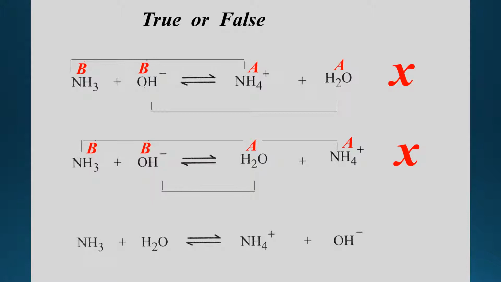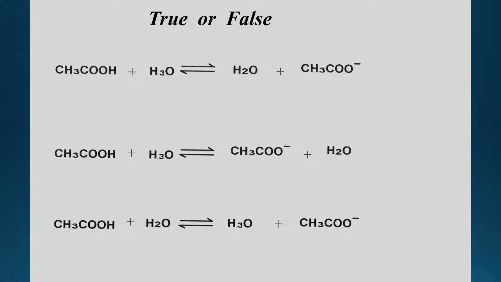One more. Conjugate pair. One H more means acid. A base reacts with an acid to give an acid and a base. This is correct. Now let's do another example. Conjugate pair. Extra H means acid. Wrong. Next question.